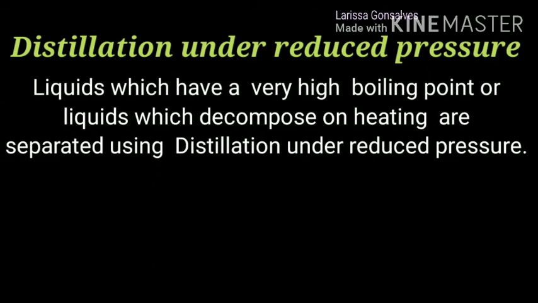Liquids which have a very high boiling point, or those liquids which decompose on heating, are distilled using distillation under reduced pressure. In this method, the liquid is made to boil at a temperature below its normal boiling point. This is done by reducing the pressure on the surface of the liquid. The pressure is reduced by using a water pump or vacuum pump.